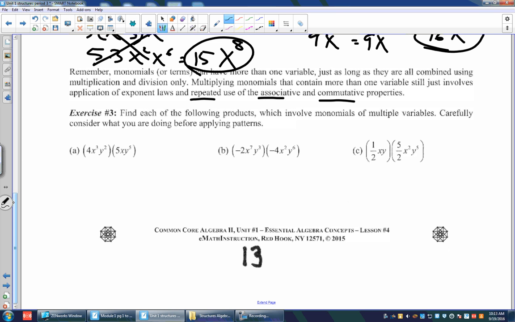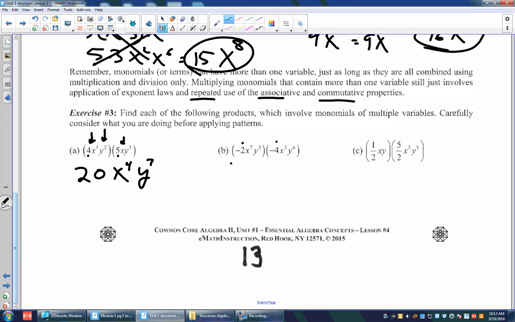Be careful. Okay, so here I'm going to combine the 4s and the 5s, so that's 20. 4 times 5 is 20. Now, x cubed times x is x to the 4th. y squared times y to the 5th is y to the 7th. We're just adding the exponents. So be careful there, okay? We're combining the like terms. There's no addition or subtraction here. We're only using multiplication and division. So you just combine the like terms using multiplication or division.